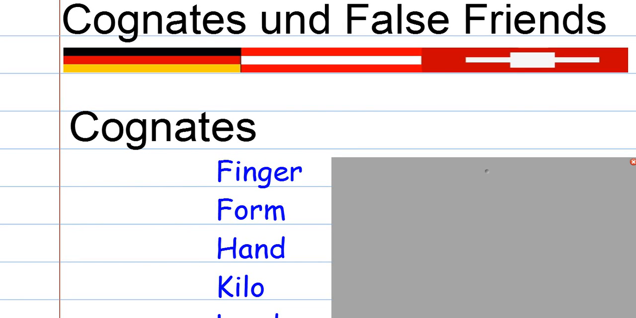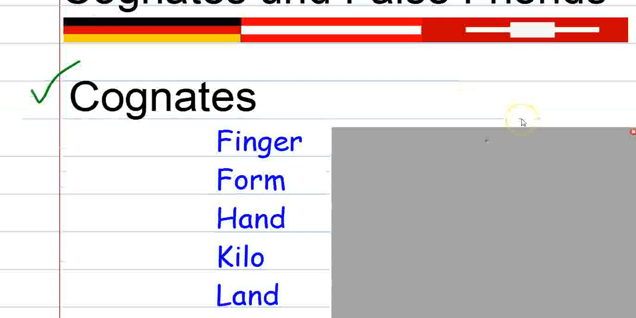Since English is a Germanic language, we're going to notice there are some similarities, but then there are also some major differences we want to watch out for. So the first thing we're going to look at are cognates. Cognates are when words are similar: similar sounding, similar spelling, similar meaning. Then we're going to take a look at false friends, meaning even though they look like a word you probably know in English, they are not the same. So let's dive in, shall we?